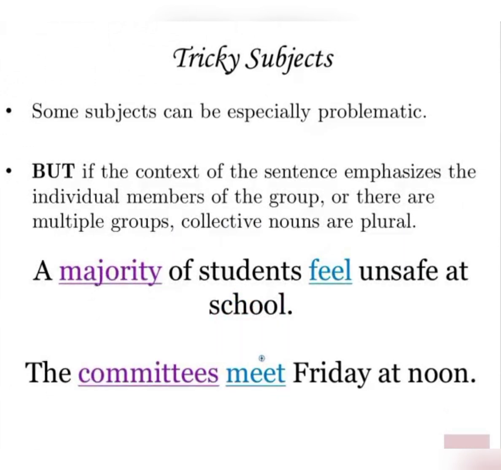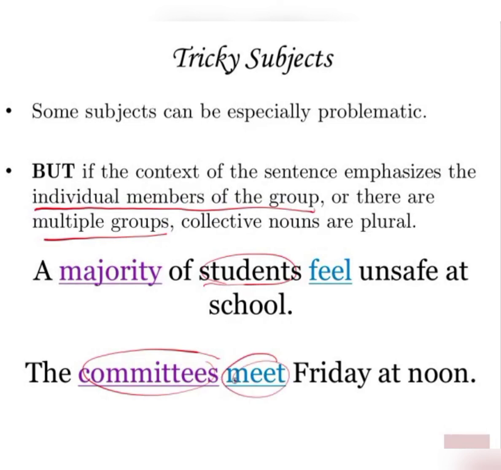Now, there's an exception to the exception. If the context of the sentence emphasizes the individual members of the group, or there are multiple groups, collective nouns are plural. So in this case, a majority of students, we're emphasizing the students, so a majority of students feel unsafe at school. We're talking about how many individual students feel this way, not about a majority of students as a group feels unsafe. The group itself does not have feelings, only individuals do. Or the committees, well, here we have a group of groups, well, they meet Friday at noon. You use the plural verb.